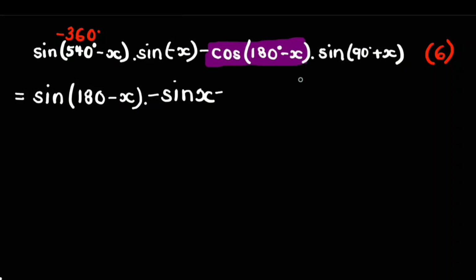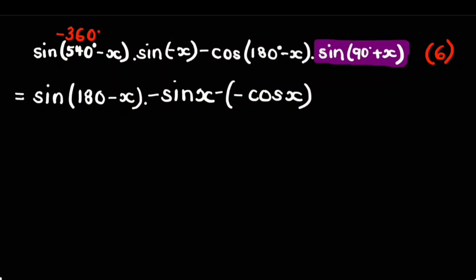And we're now focusing on cos of 180 minus x. Firstly, 180 minus lies in the second quadrant where cos is negative. So that is going to become negative cos x, which I've represented in a bracket because of the minus that was in front. Now we're looking at sine of 90 plus x. 90 plus lies in the second quadrant where sine is positive. However, 90 changes sine into cos. That gives us cos x.